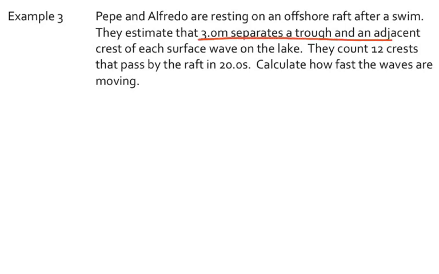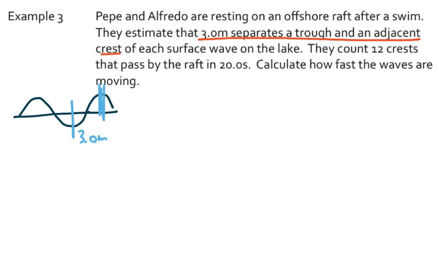3 meters separates a trough and a crest. Now you may think that this is the wavelength directly, but it's actually not. If we look at the wave, let me actually draw this out to get a visual on it. The wave will do something like this. And what we've been told is that 3 meters separates a trough and a crest. So a trough is here, a crest is here, and that distance is 3 meters.